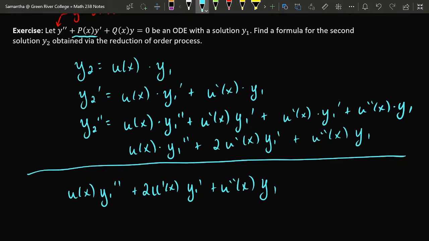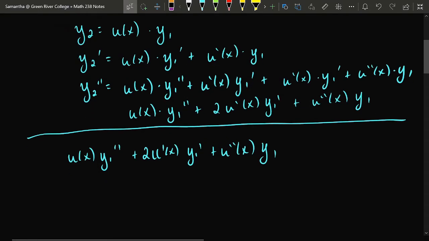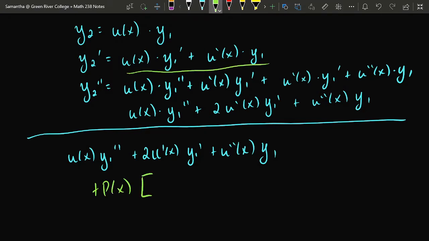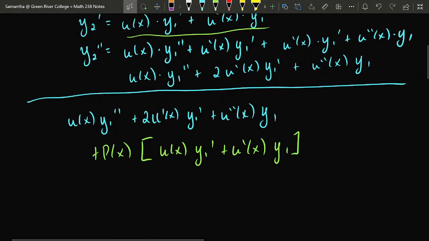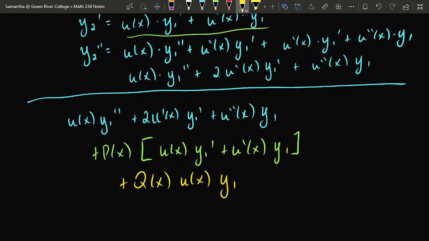Then, for the next term in the differential equation, we have y single prime multiplied by the mystery function p of x. So p of x times u of x y1 prime plus u prime y1. We also have the mystery function q of x times the original y2. So q of x, u of x, y1, and that needs to be equal to 0.